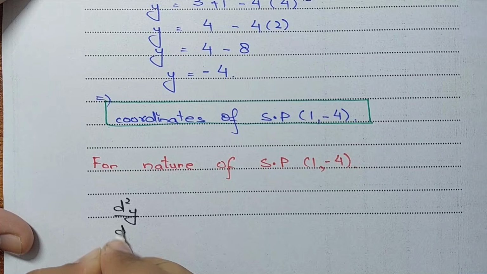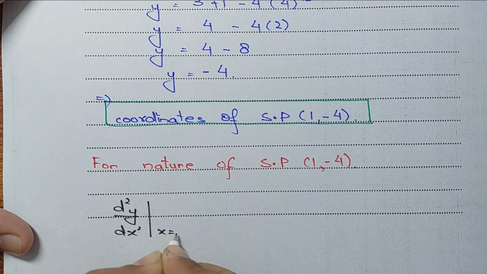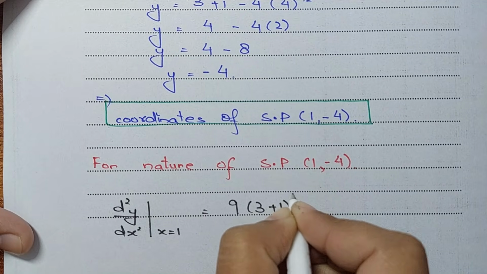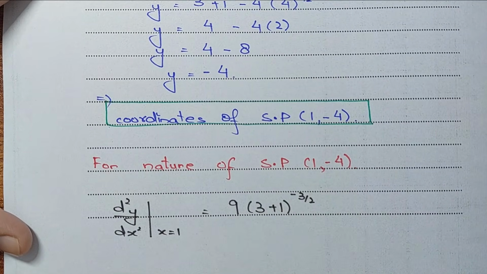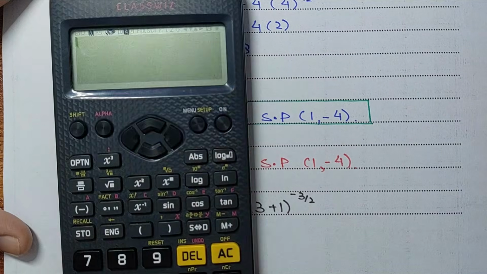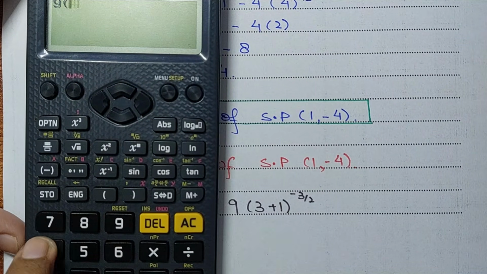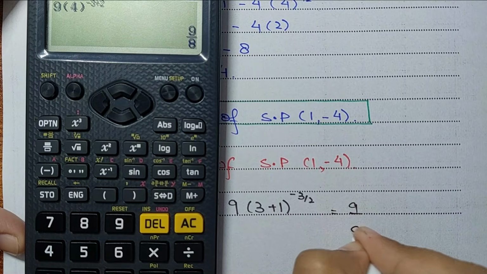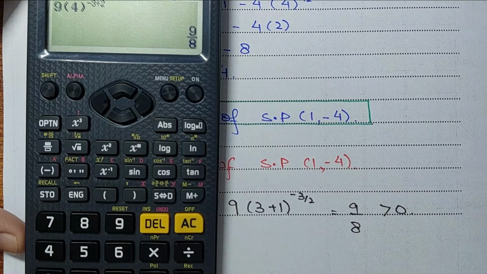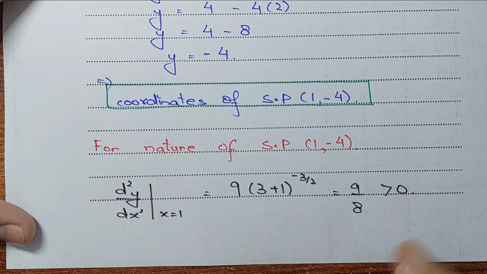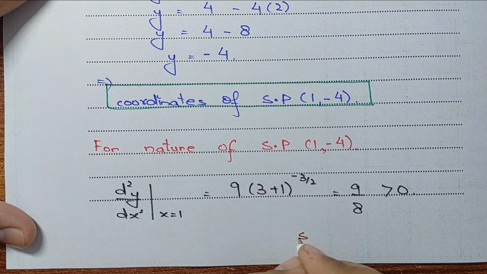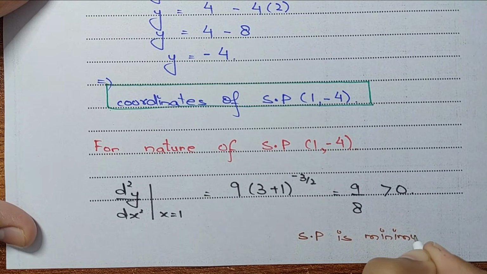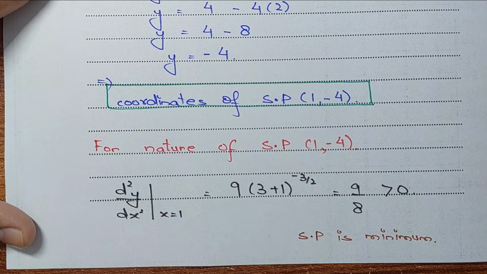d2y over dx square at x equals 1 is 9 into (3 plus 1) to the power negative 3 by 2. This is your second derivative. 3 plus 1 is 4, so 9 into 4 to the power negative 3 by 2. This is 9 over 8, so it is positive, right? When it is positive, the stationary point is a minimum. We can say the stationary point is a minimum because the second derivative is positive. It has a minimum nature.